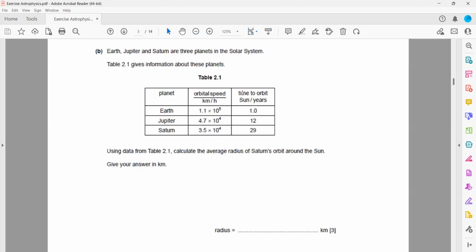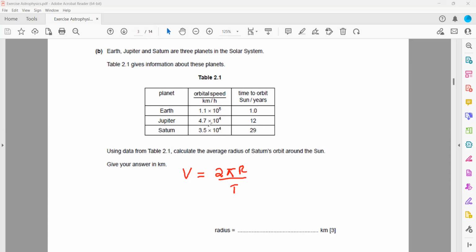So how can we work out the average radius of Saturn? As we have the orbital speed, we have the formula for the speed at which these astronomical objects are moving, which is given by 2 pi r divided by t. That's the formula. You have to memorize this. 2 pi r is the circumference of the path, which we consider circular. Practically, it won't be exactly circular, but for calculation, we consider it exactly circular.